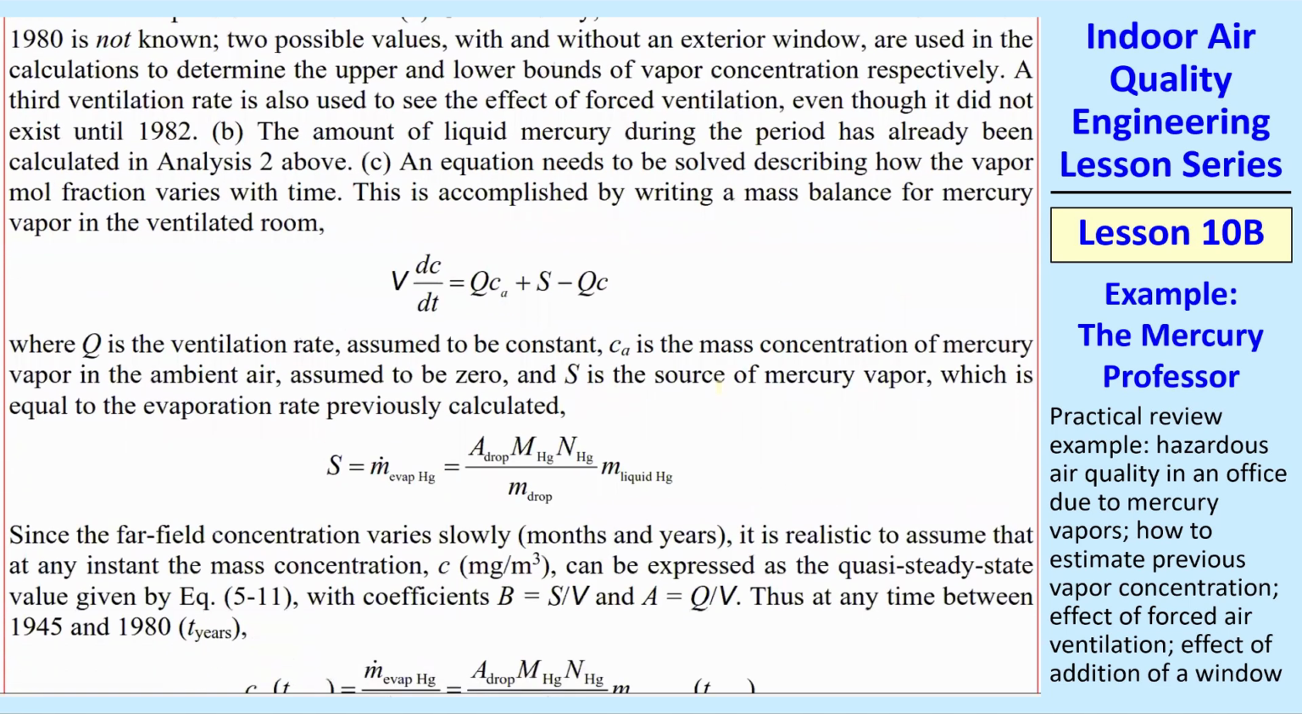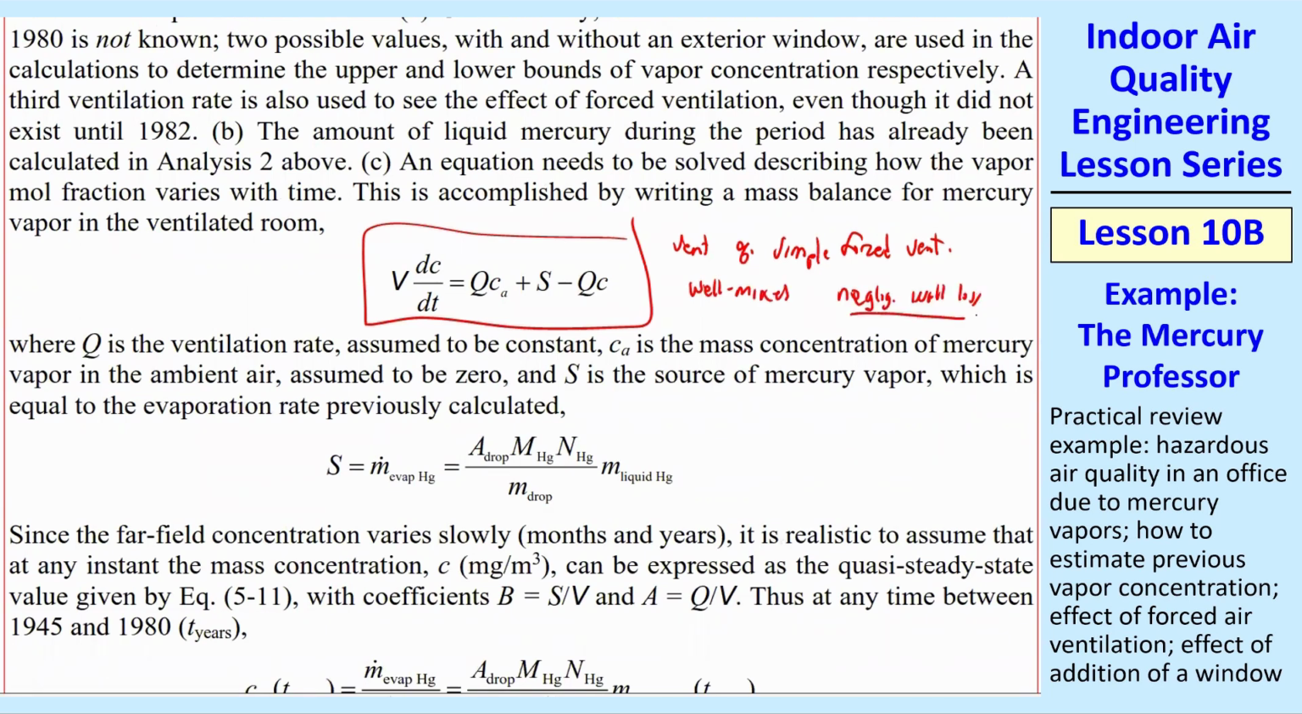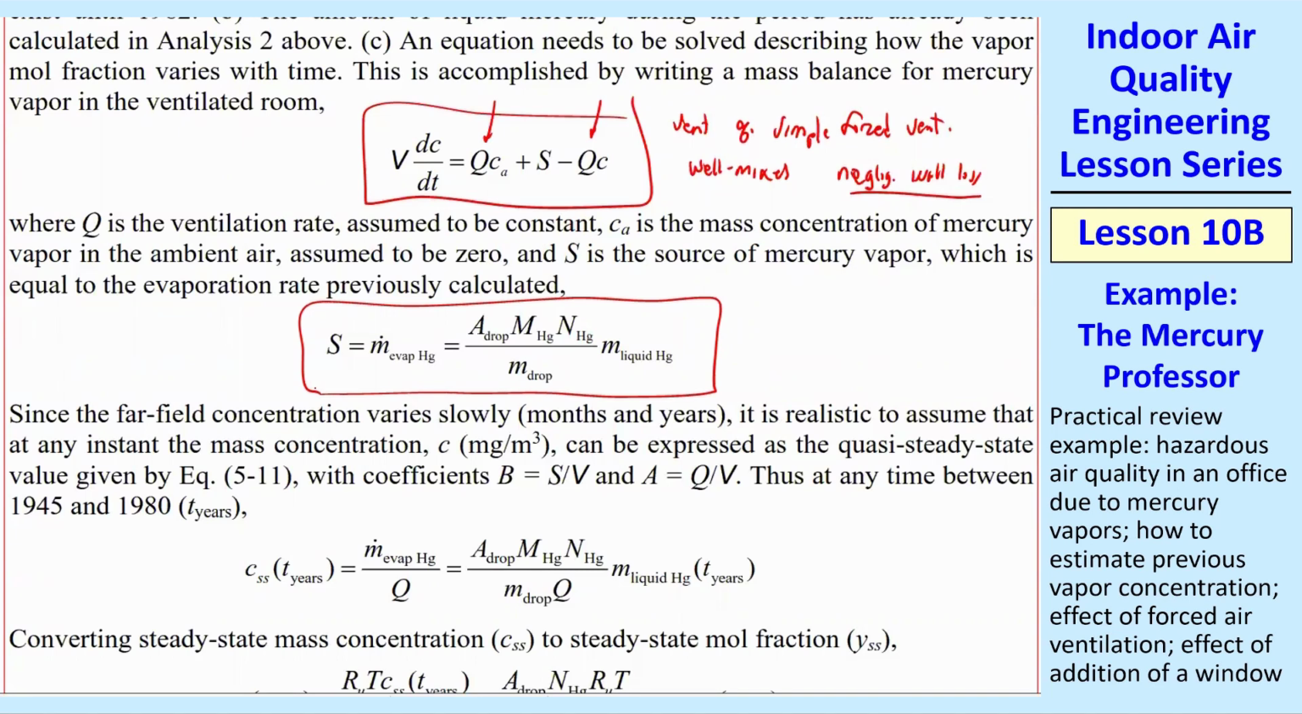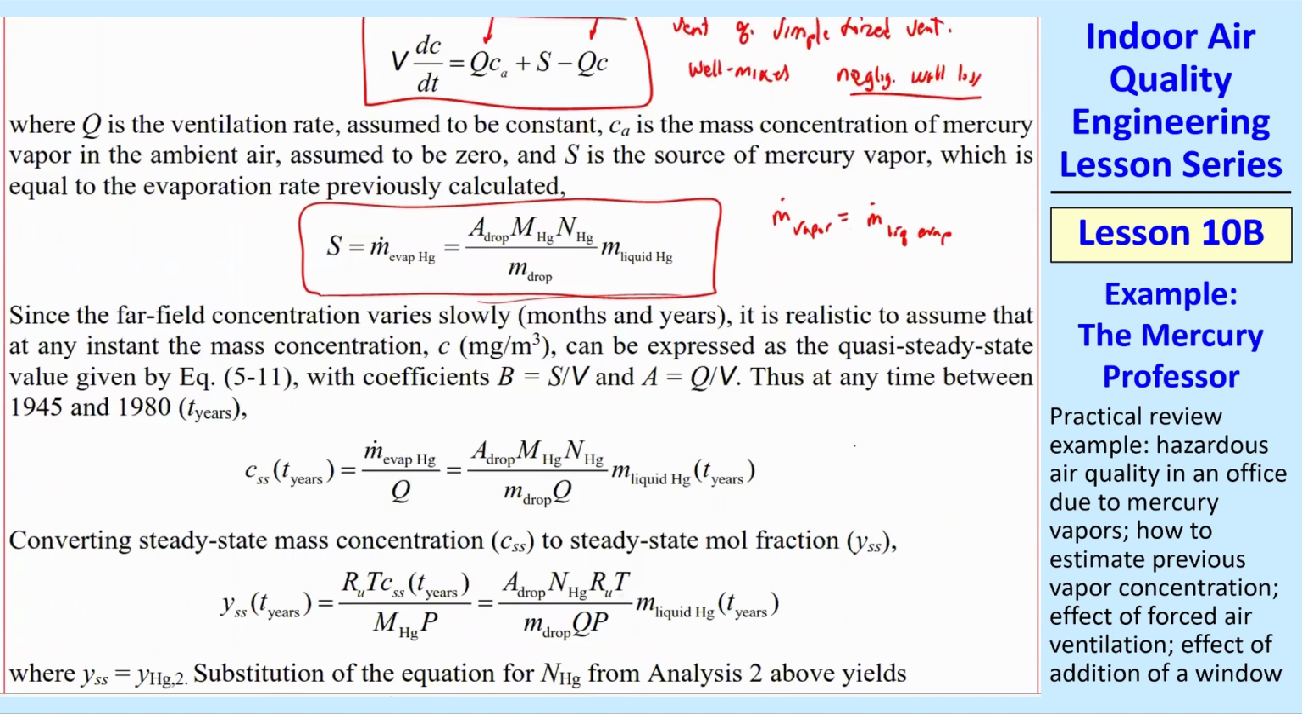And the bottom line is, without spending too much time, we get the same ventilation equation for a simple forced ventilation system. We're assuming it's well mixed, and there's negligible wall loss. There will be infiltration and exfiltration, and those are just going to be included in Q. From previously, we have an equation for the evaporation rate, which is now the source. So m dot vapor equals m dot liquid evaporation. Whatever is evaporating from the liquid is going into vapor. So we have that same equation we had before from analysis 2.